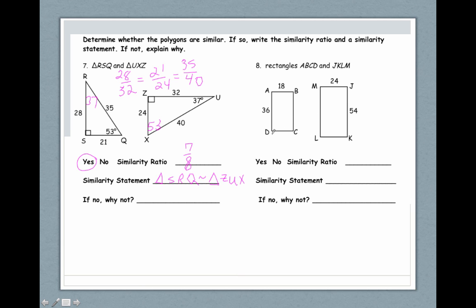Okay, so these two are both rectangles, so we don't have to check anything about angles. They definitely have all the same angles. So the question is, 18 over 24 equal to 36 over 54? This one reduces to 3 over 4. This one, let's see, 18 over 27, so 2/3. So, no, because the sides are not proportional.